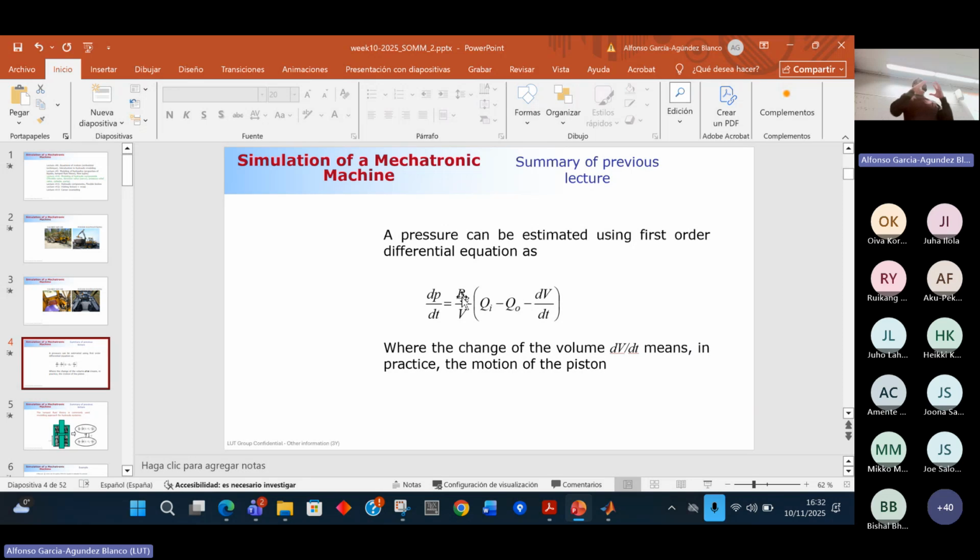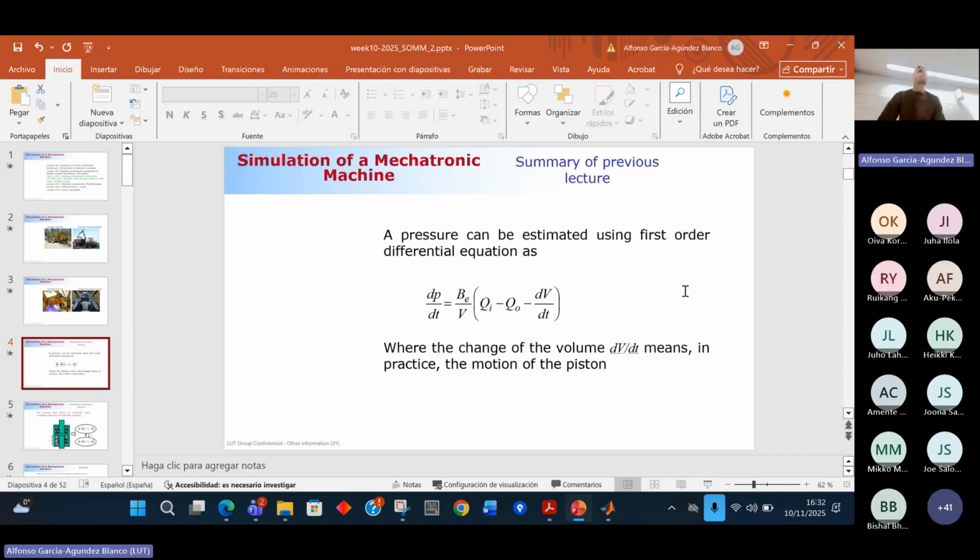Okay, because you can have in a control volume the contribution of different elements. Okay, you can have a container, you can have the oil, you can have a hose. So this effective bulk modulus takes into account all these contributions. Okay, this V, do you know what it is? It is the total volume of the control volume that we are considering.